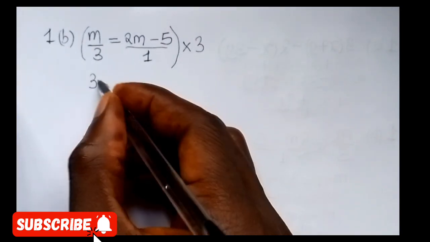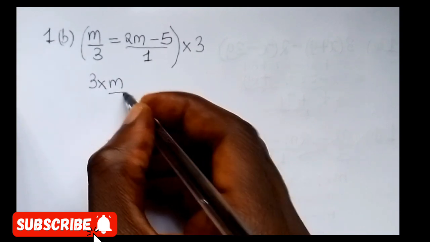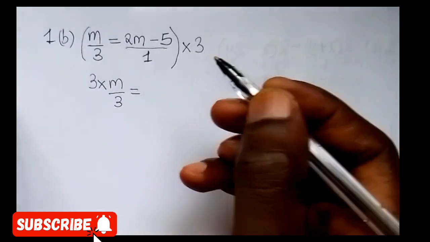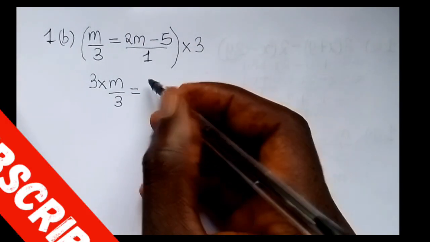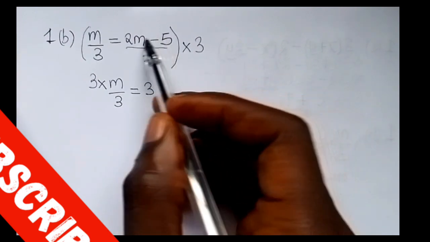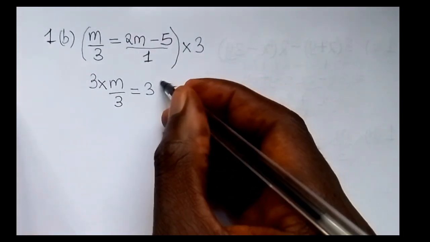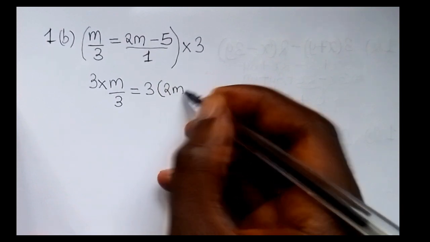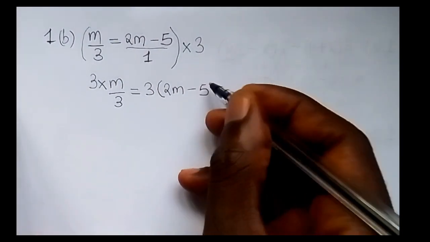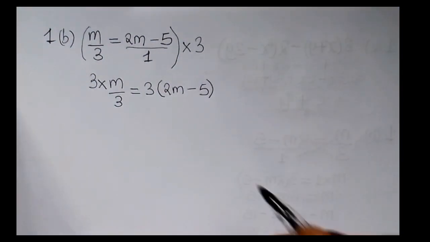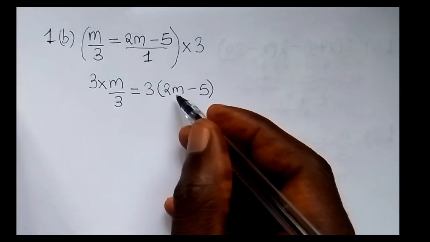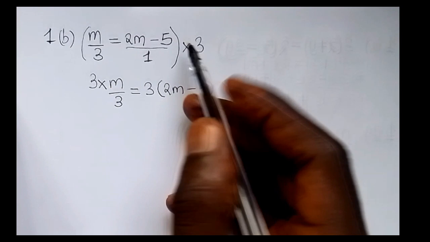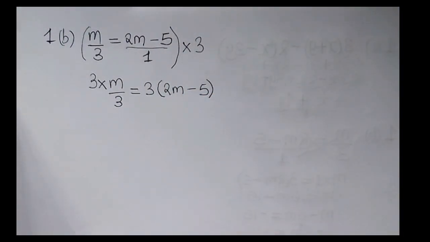So we can say 3 multiplied by m over 3 equal to, and then the 3 will multiply with what is on top here. Since it's multiplying with these two, first of all, maybe we can show this 2m minus 5. We can put brackets to show that 3 is multiplying with whatever is inside here, and then over 1. But we know that 1 into 2m minus 5 is just 2m minus 5, so it's okay even if we show it this way.